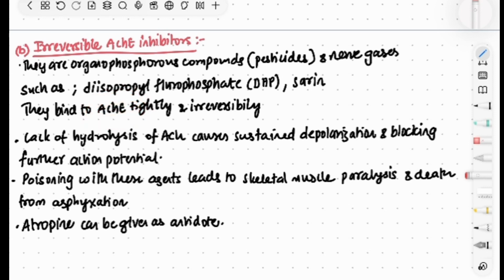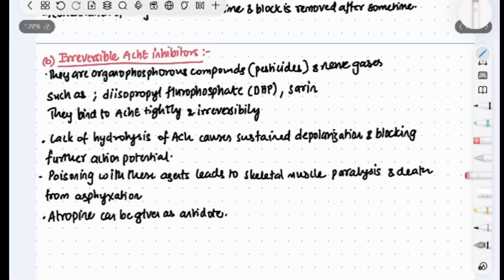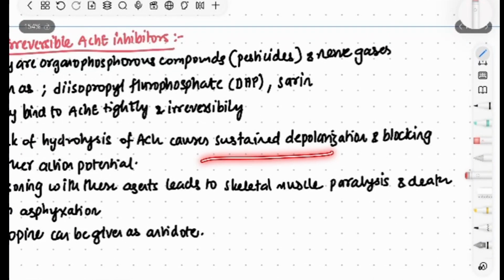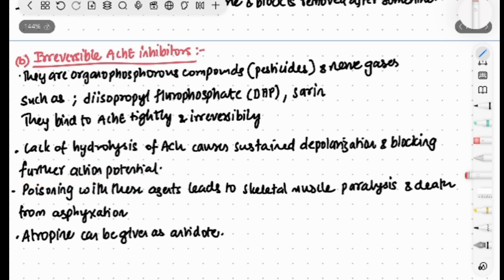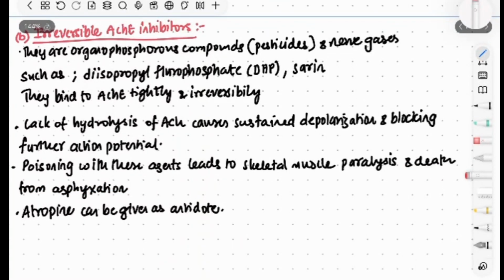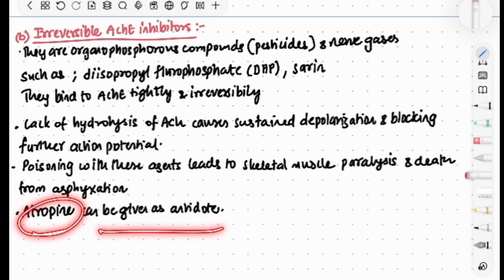So if the acetylcholine esterase is bound tightly with these compounds, there will be decreased action of it, right? So there will be lack of hydrolysis of acetylcholine, causing sustained depolarization and blocking further action potential. Muscle contraction does not take place because of the sustained depolarization and blocking of further action potential. Poisoning with these agents leads to skeletal muscle paralysis and death from asphyxiation. And if detected early, atropine can be given immediately as an antidote.